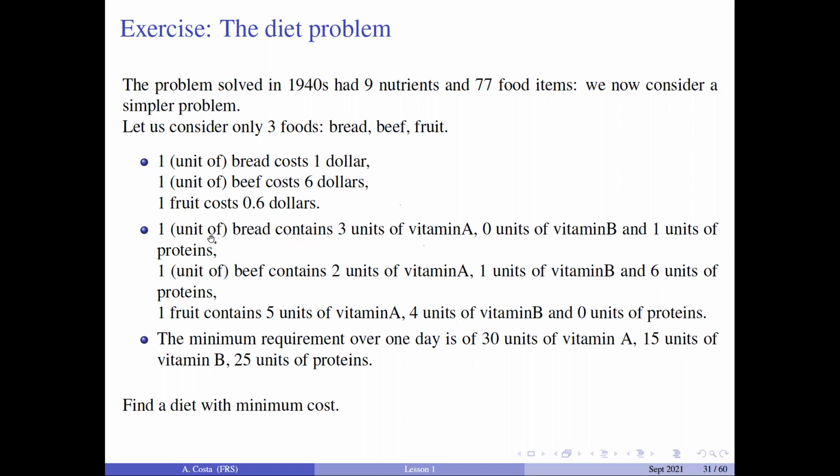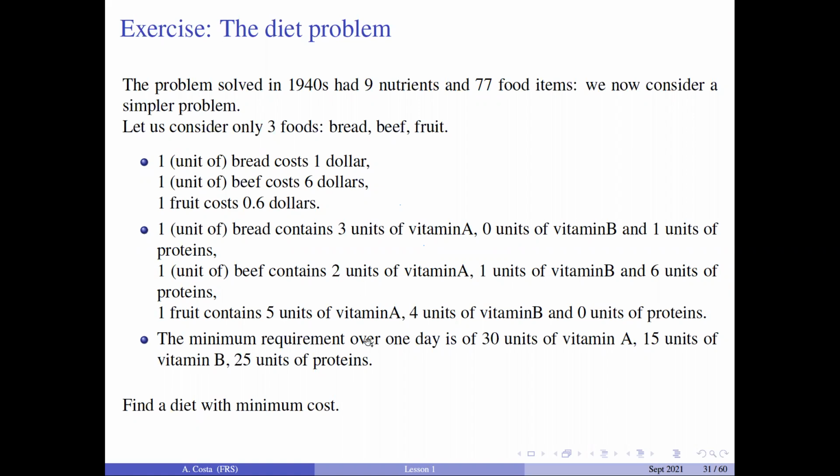Then we know this. We know that if we have 1 unit of bread, we have 3 units of vitamin A, 0 vitamin B, and 1 of proteins. If we have 1 unit of beef, we have 2 units of vitamin A, 1 vitamin B, and 6 protein. And then 1 unit of fruit, we have 0 protein, 4 vitamin B, and 5 vitamin A. So all these things are part of the constraints.